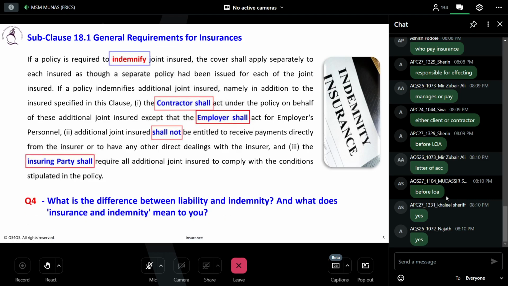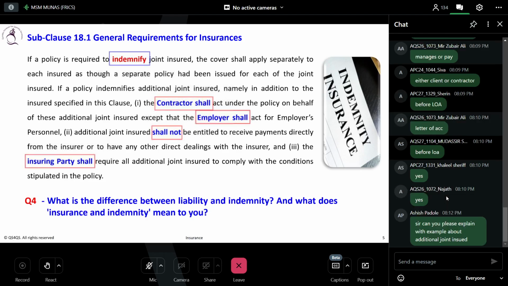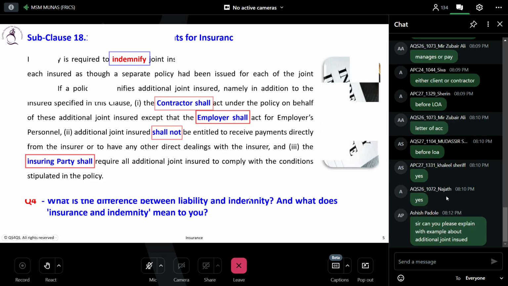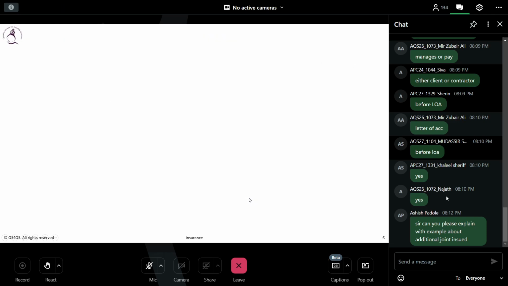So what is the difference between liability and indemnity, and what do insurance and indemnity mean to you? Now you should understand this part. We will discuss the answer in the next slide, so you will understand this particular area. So the answer is in the next slide.